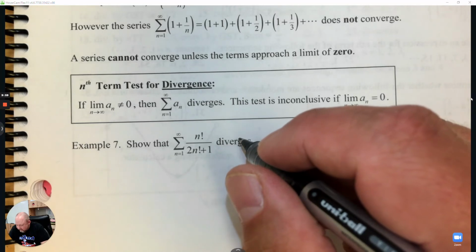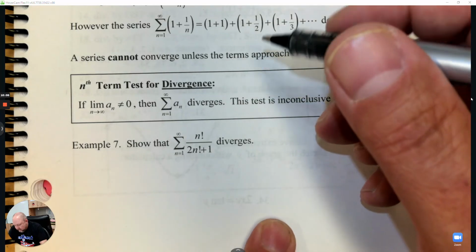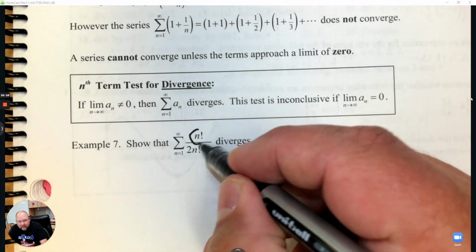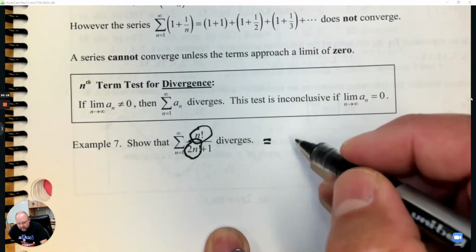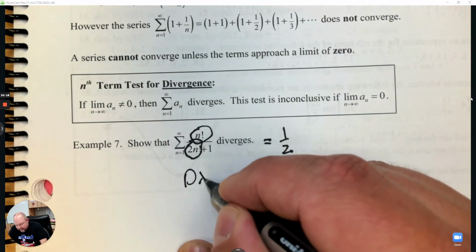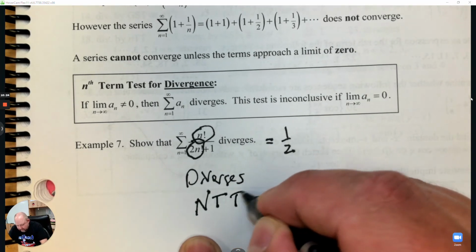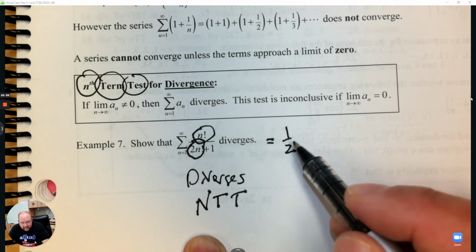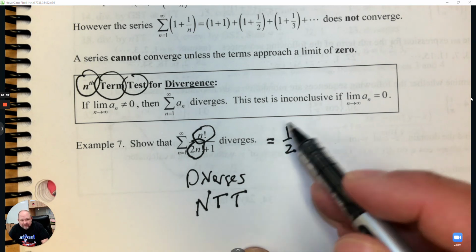So if I look here, n factorial over 2n factorial plus 1 as it goes to infinity. See the power terms? If you divide out the power terms, you're left with 1/2. So this diverges because of what's called the nth term test, NTT. This would have to have a limit that approaches 0 to converge. If it's any other number, it diverges.